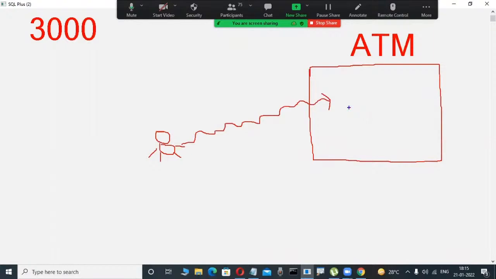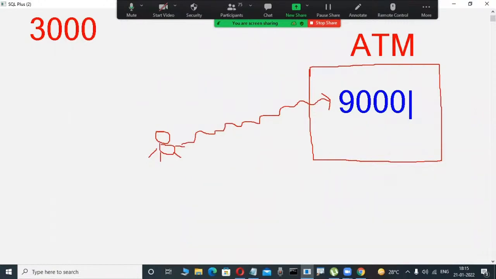Now I decided to withdraw some amount. Okay, fine. But unfortunately, my balance available is 3,000. Whenever I insert my ATM card and enter an amount, it will check. In that case, suppose I mentally decided to withdraw 9,000 rupees. For example, whenever I try to withdraw 9,000 rupees.